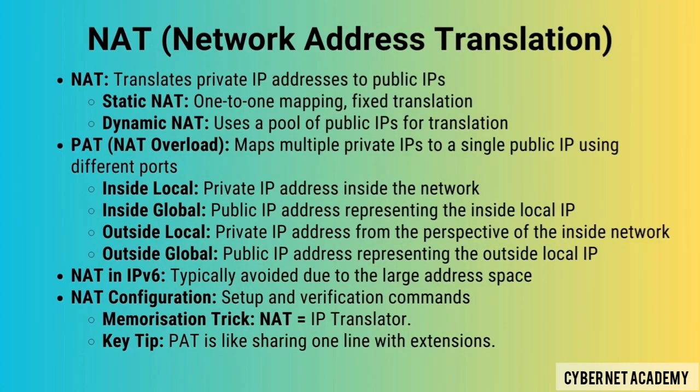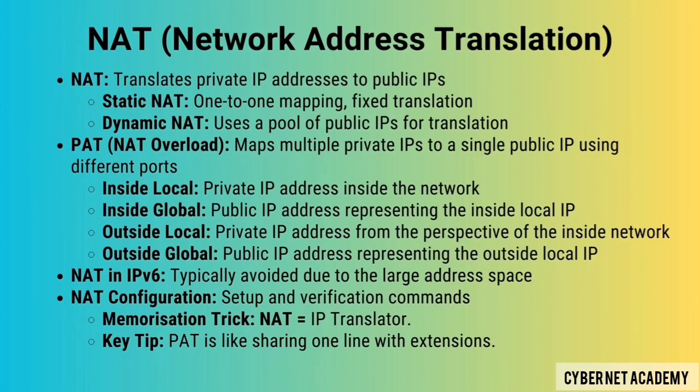NAT translates private IP addresses to public IPs, essential for conserving public IP addresses and enhancing network security. There are several types of NAT. Static NAT provides a one-to-one mapping between inside and outside addresses, useful for servers that need consistent public addressing. Dynamic NAT uses a pool of public IPs for translation, allocating them as needed. PAT or NAT overload maps multiple private IPs to a single public IP using different ports, the most common form of NAT in home and small business networks.